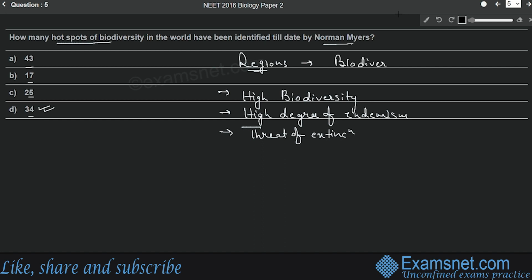Okay. So here we can see that there are total 34 biodiversity hotspots in the world that have been identified by Norman Myers. Okay, out of these 34, 3 are present in India. Okay, 3 are in India and total 34 in the world. So option D will be the correct answer.